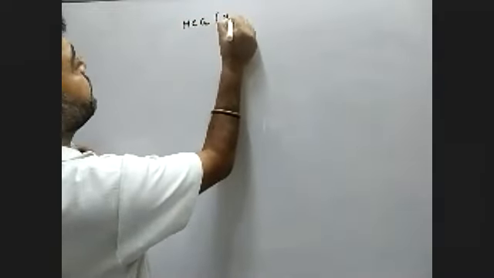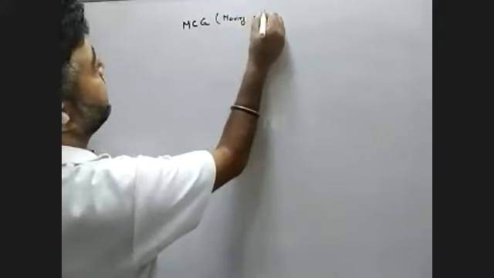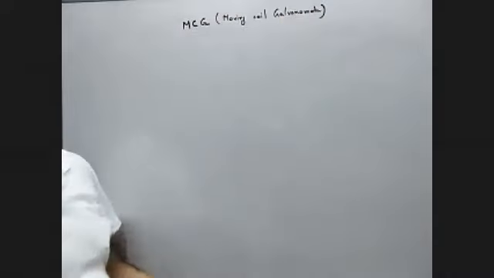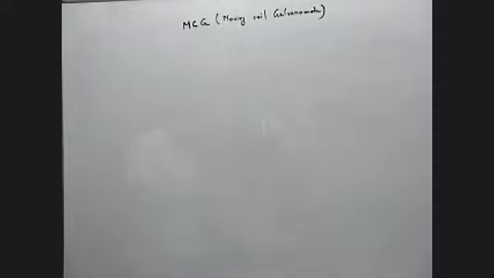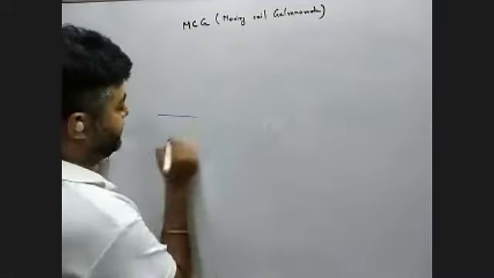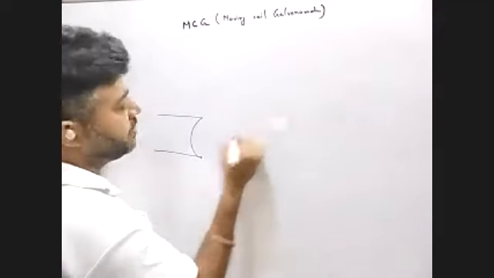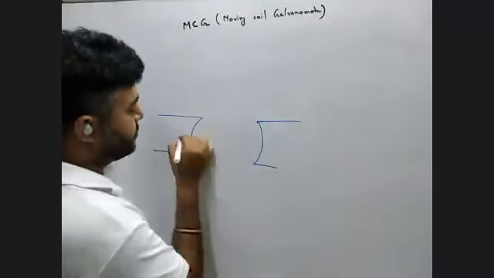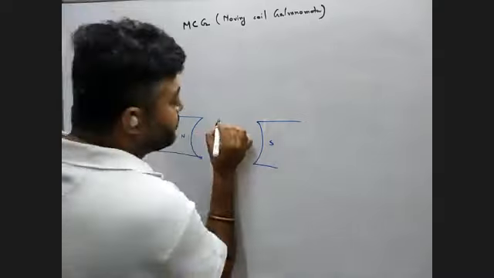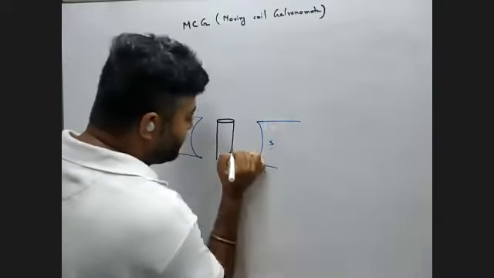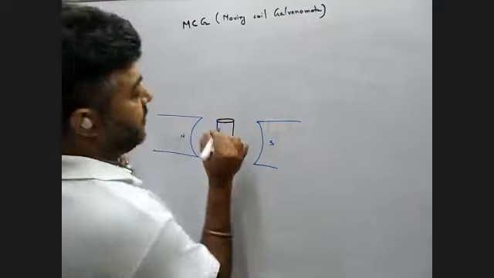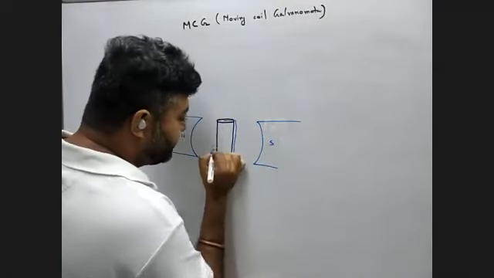MCG, that is moving coil galvanometer. So see, in this moving coil galvanometer, what happened? First of all, you have an arc magnet like this, north pole and south pole. In between this arc magnet, you have to put a soft iron core, and a wire is wound like this.